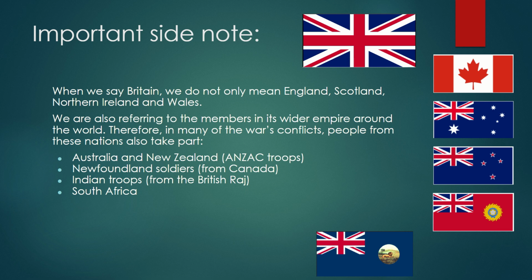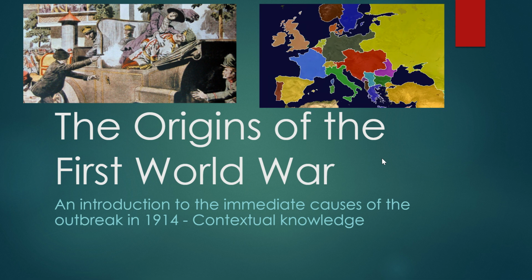Again, feel free to pause the video if you wish. But the main faction are, of course, the Anzac troops from Australia and New Zealand. We have Newfoundland soldiers from, of course, modern day Canada. Indian troops from the British Raj, and even South Africa as well, and several other nations we could get into as well. And so it's important to remember that as we go forward. This is a world war we're going to see, and with Britain as a key player, its empire, as the series goes on, as you will see, will come into play quite heavily.